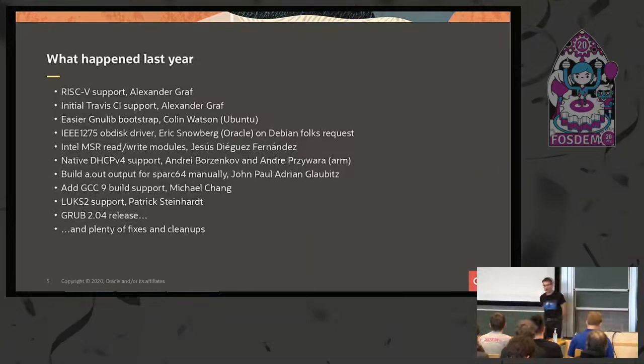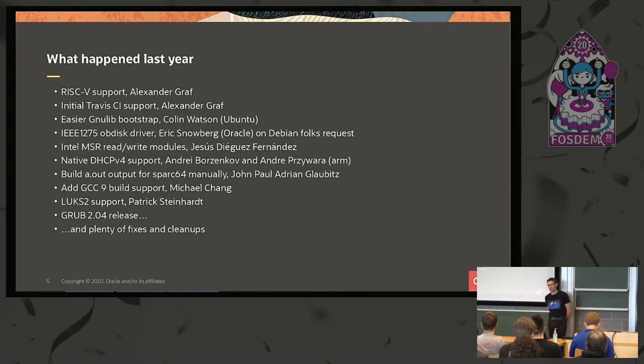What happened last year? Alexander Graf introduced initial support for RISC-V, and he also introduced initial Travis CI support into the GRUB. Colin Watson from Ubuntu finally changed the method by which gnulib is integrated with the GRUB. Currently, it is much easier. It is well documented how to update gnulib, and I think it is the largest change which went into the GRUB last year.